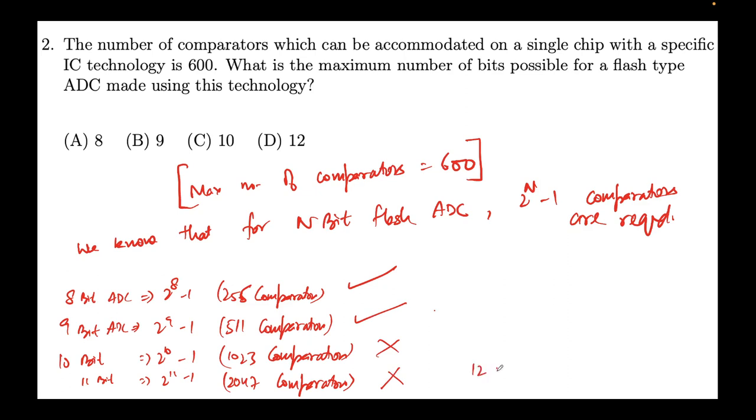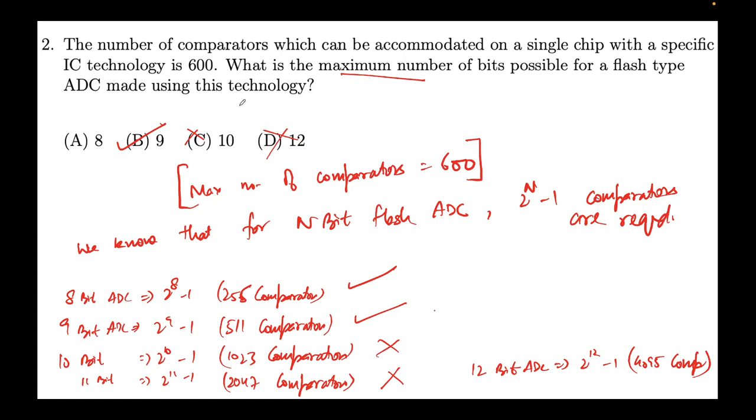Okay, so a 12 bit ADC will require 2^12 minus 1, so that's 4095 comparators. But we only have 600, so we cannot make 12, we cannot make 10, we can make 8 or 9, right? But we are required to find the maximum number of bits. 9 is the maximum that we can achieve. We can also do 8, but in order to maximize it, we can only go up to 9 bits. Okay, so that's how we did it here.